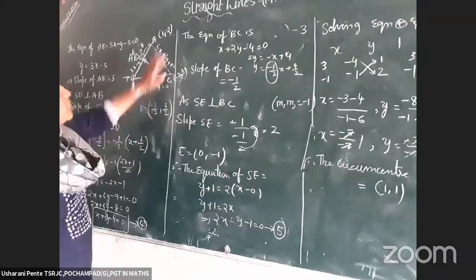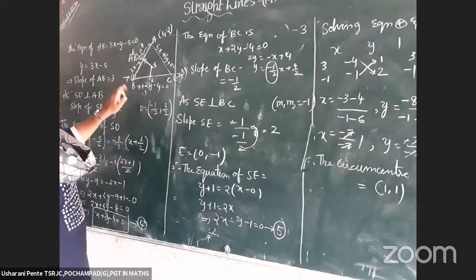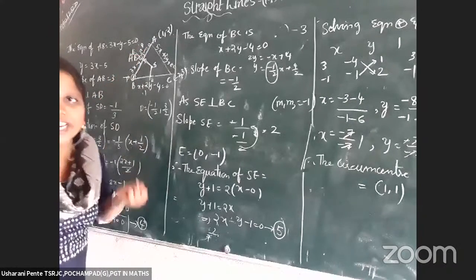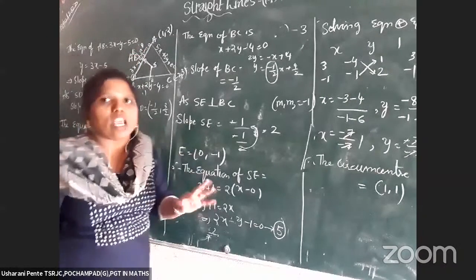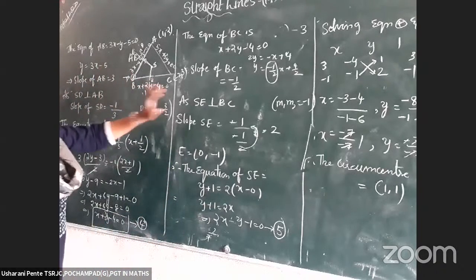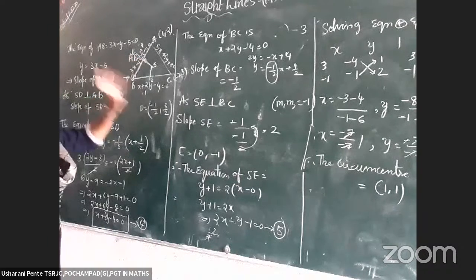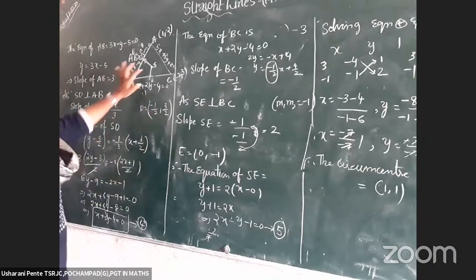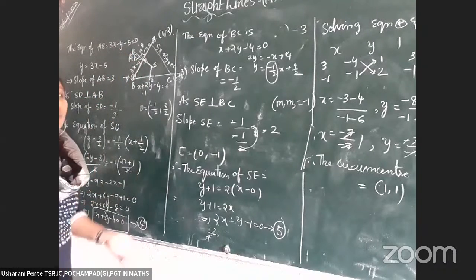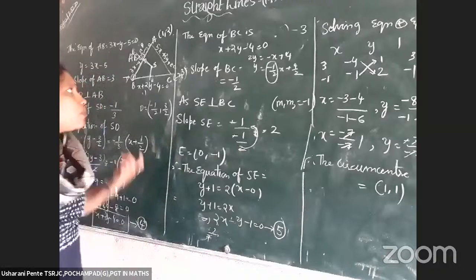Once we get the vertices, what we need to do? We need to find the midpoint of any two sides. So here in this problem, we are finding the midpoint of AB and taking it as D. We know the formula for the midpoint, that is (x1 plus x2) by 2 and (y1 plus y2) by 2.